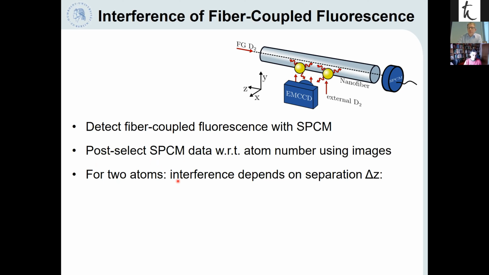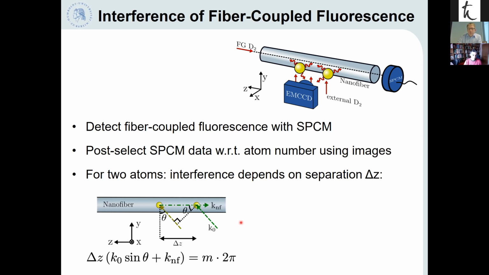And then, of course, you expect interference between the light fields scattered by the 2 atoms into the waveguide, which depends on the separation between the atoms, Z. So you have to take into consideration for finding the interference condition that you may have path length differences both outside of the fiber and in the fiber, and you find that this distance between the atoms times this wave number here, so a projection onto the 2 directions of incidence and nanofiber, has to be an integer multiple of 2 pi for obtaining constructive interference.